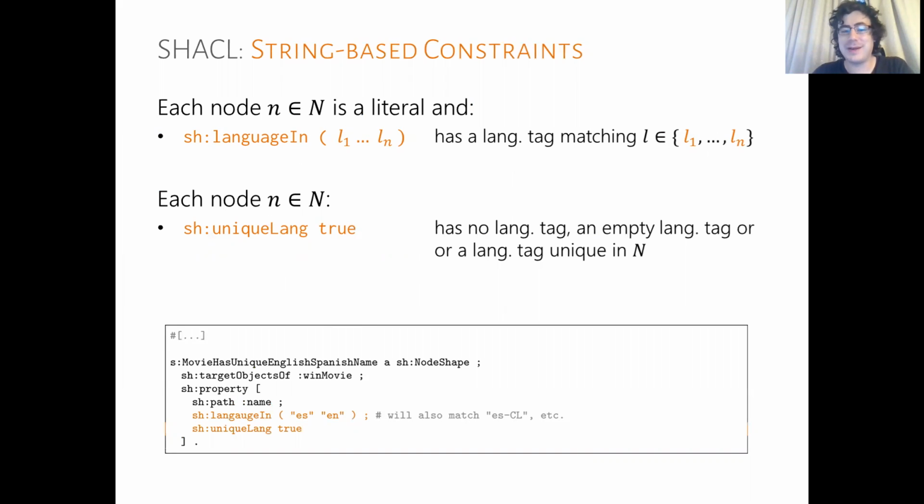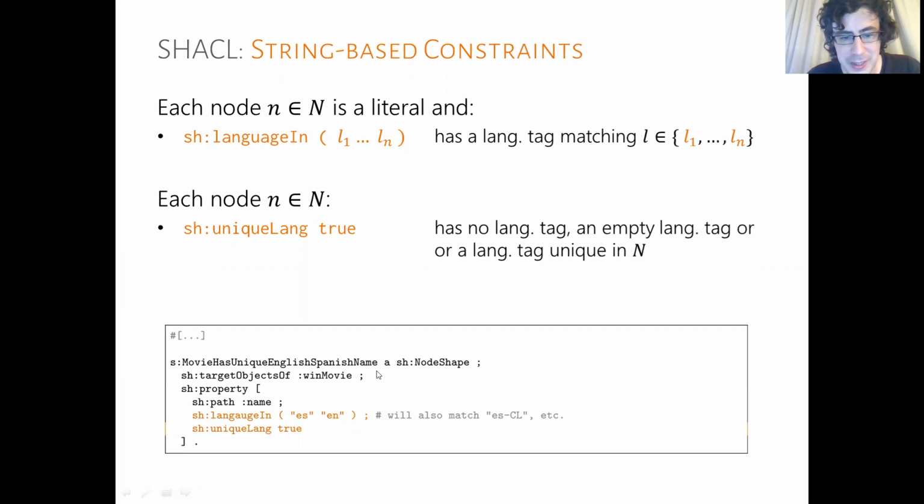So the intuition behind this, it might not make much sense, but it's essentially the idea that you might have multiple names for something in different languages, but you don't want to have multiple names in the same language. That might be considered redundant. Or maybe you have something like a preferred label, and you want to say that you only have one of those per language. So we'll take the example here.